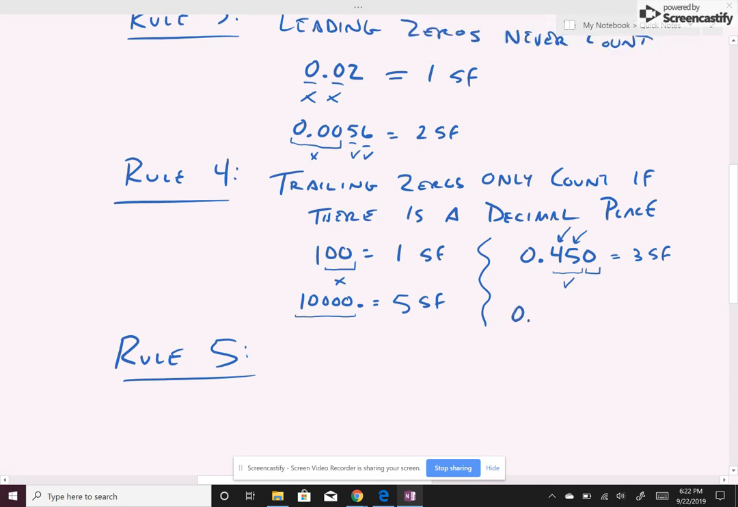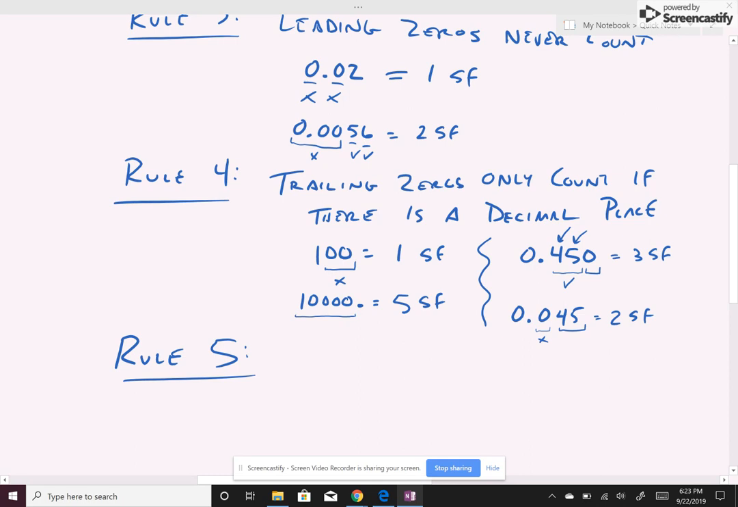Now, if we flipped it and said it was 0.045, because this 0, even with the decimal point, comes before the non-zero digit, that technically counts as a leading zero. So that goes back to rule number 3 as a does not count. So in this case, the 4 and the 5 both count, giving this 2 significant figures.